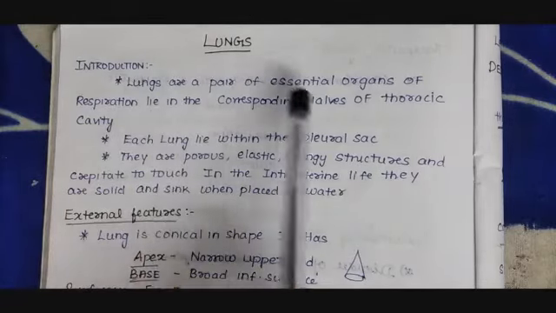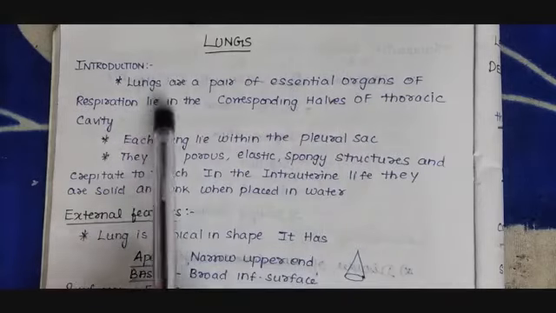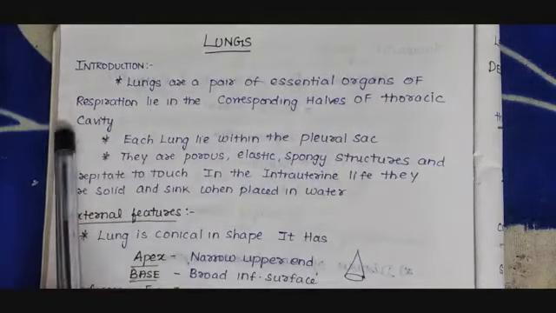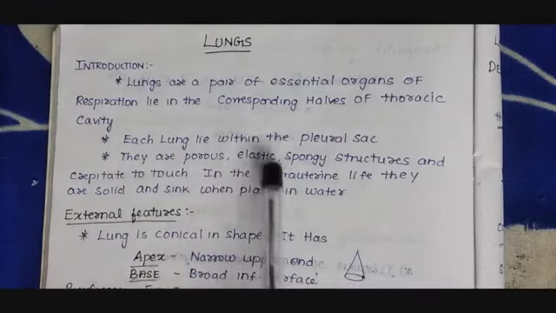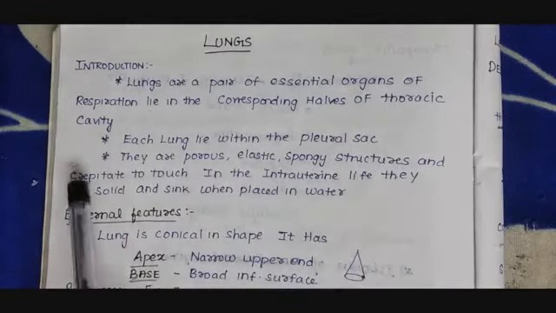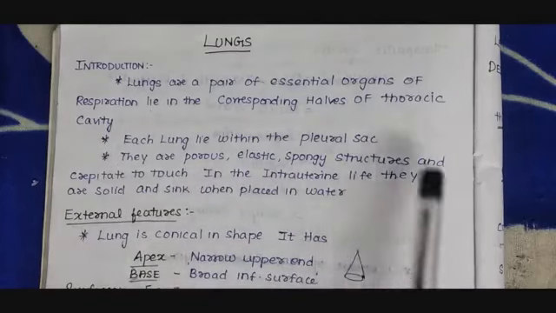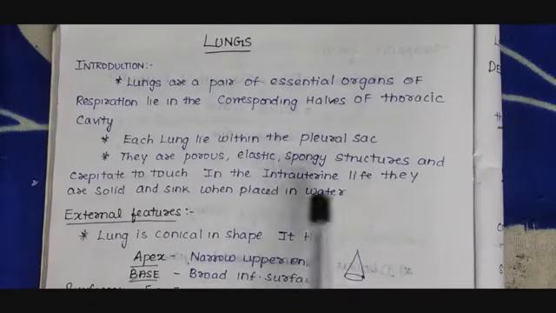Lungs are a pair of essential organs of respiration that lie in the corresponding half of the thoracic cavity. Each lung lies within the pleural sac. Lungs are porous, elastic, spongy structures and crepitate to touch. In intrauterine life, they are solid and sink when placed in water.